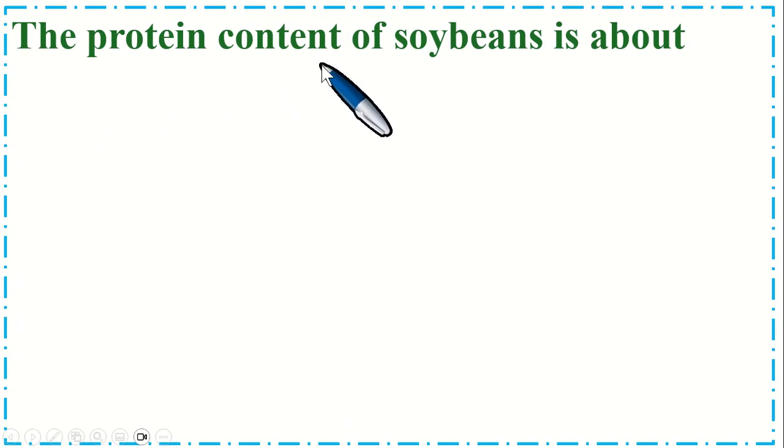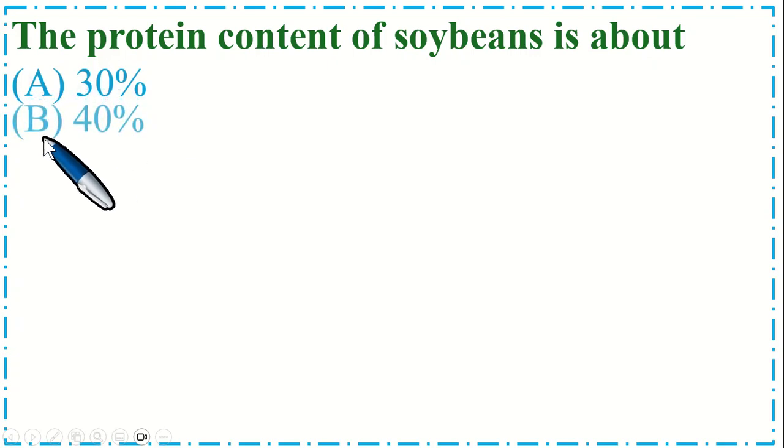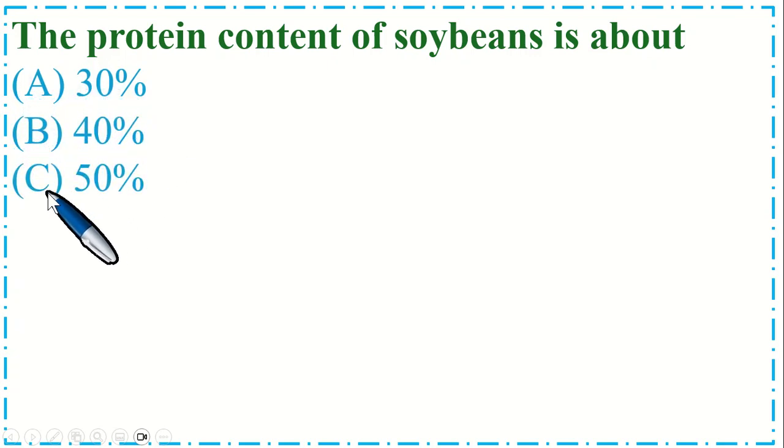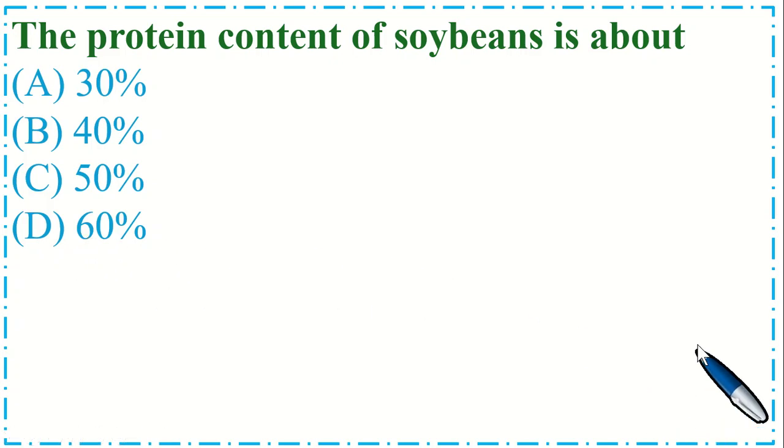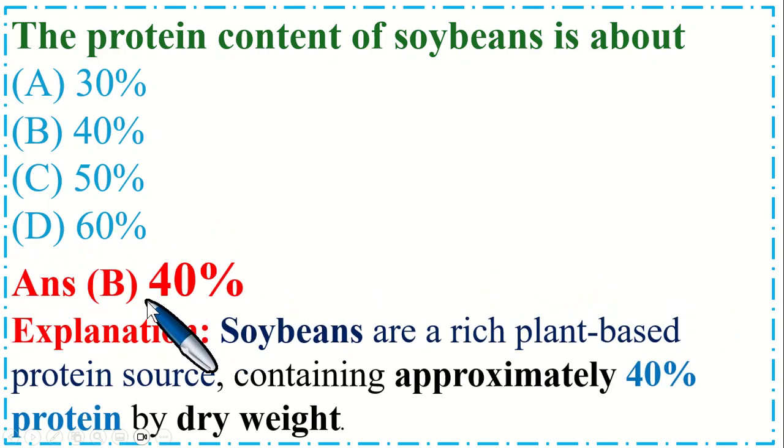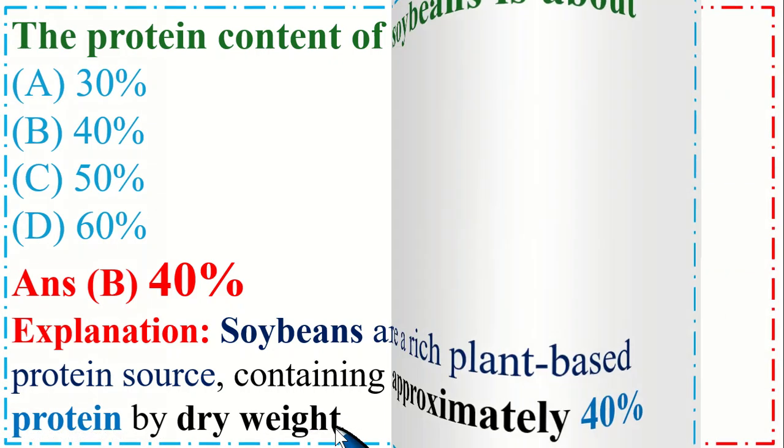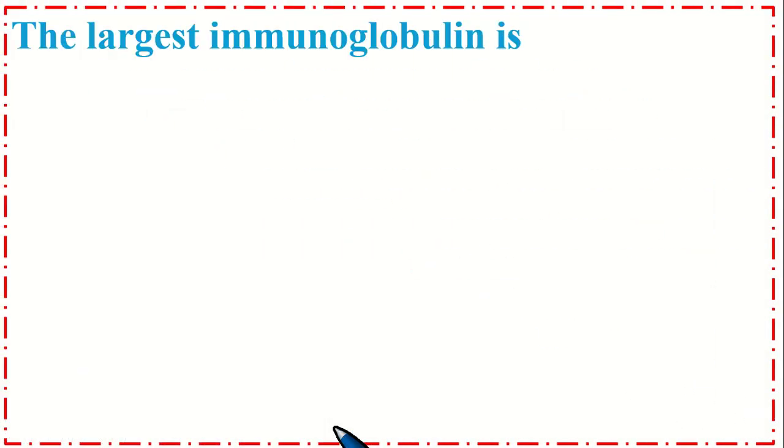The protein content of soybeans is about: option A 30%, B 40%, C 50%, and option D 60%. So the correct option is B, 40%. Explanation: soybeans are a rich plant-based protein source containing approximately 40% proteins by dry weight. So this is a very important MCQ.